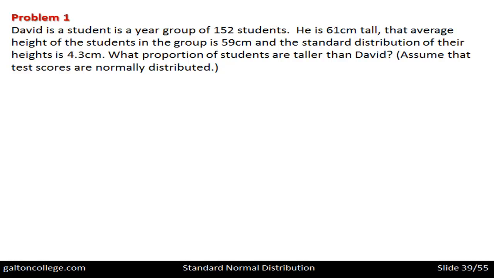David's in a group of 152 students. He's 61 centimeters tall. That's how tall he is. And the average height of the group is 59 centimeters, and the standard deviation of their height is 4.3 centimeters. So, what proportion of students are taller than David?